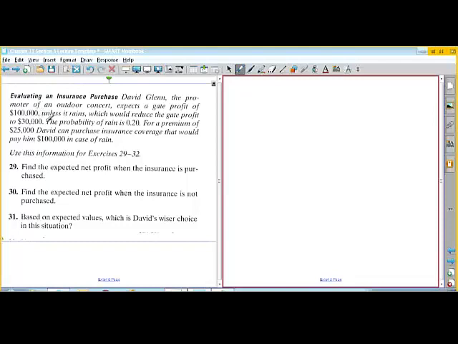So what we have to do is we've got two probabilities here. We've got the probability of raining or not raining. So we'll say the probability of rain is 0.2. The probability of no rain is 0.8. And the values associated with this, for the first case, if he buys insurance, he's going to make $30,000.